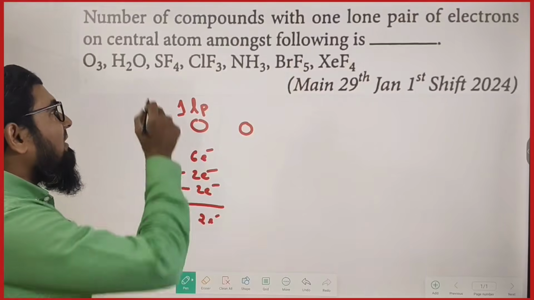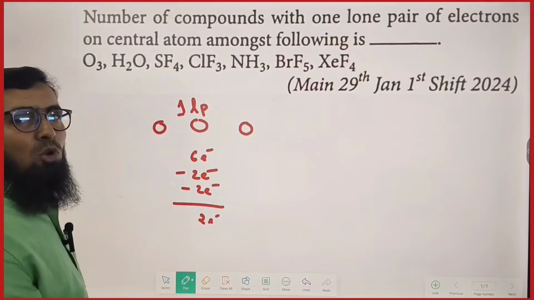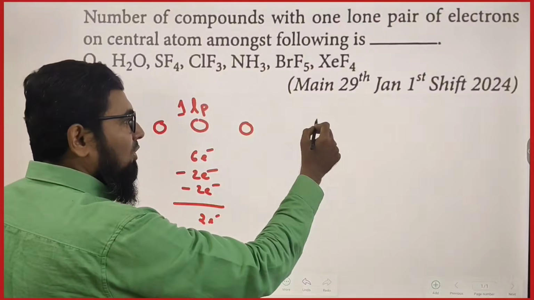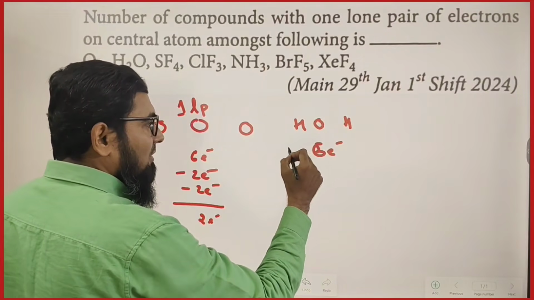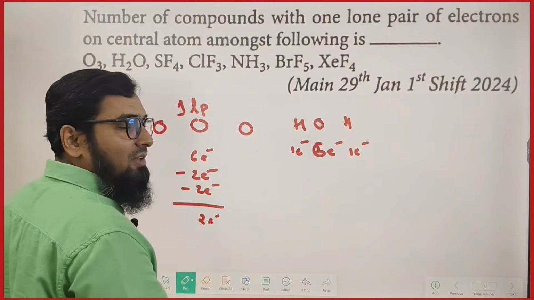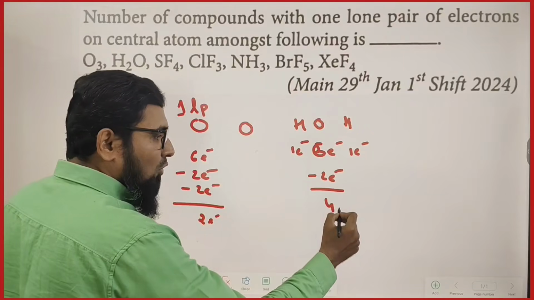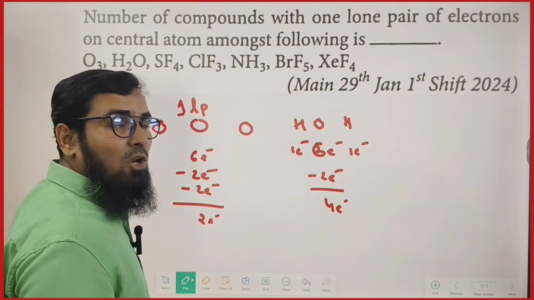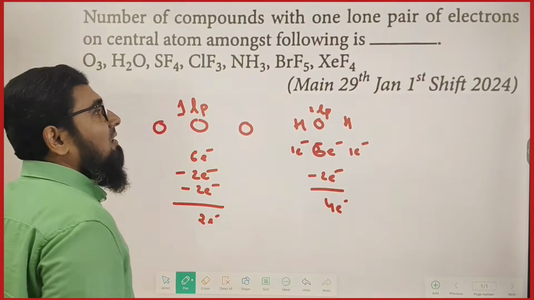Similarly, H2O, the central atom is oxygen. 6 electrons are present. Hydrogen is monovalent. So out of 6 electrons here, 1 electron, 1 electron, total 2 electrons are used for bonding. Then minus 2 electrons, you are remaining with 4 electrons. 4 electrons you convert into how many lone pairs? 2 lone pairs. So there are 2 lone pairs on oxygen of water.